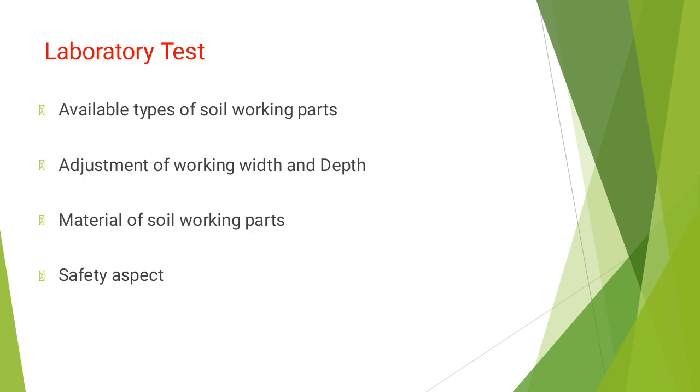Now the laboratory test. The main objectives of the laboratory test are to study and confirm the specification and design component, comparing them to those given by the manufacturer, and to undertake such studies that will assist in modification and improvement of the implement design. Now these are some items to be examined by the laboratory: types of soil, working parts, adjustment of working width and depth, material of the working parts and safety aspect.